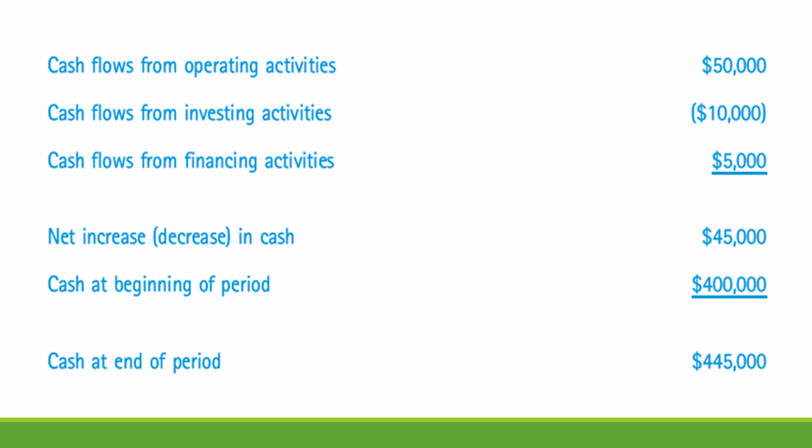For this, it's $5,000. This financing activity represents either a sale of a new security, stock or bonds, or a repurchase of a security or payment of a dividend. And it's represented as $5,000. The net increase in cash is $45,000, and our beginning cash balance is $400,000, now bringing our cash balance at the end of the period to $445,000.